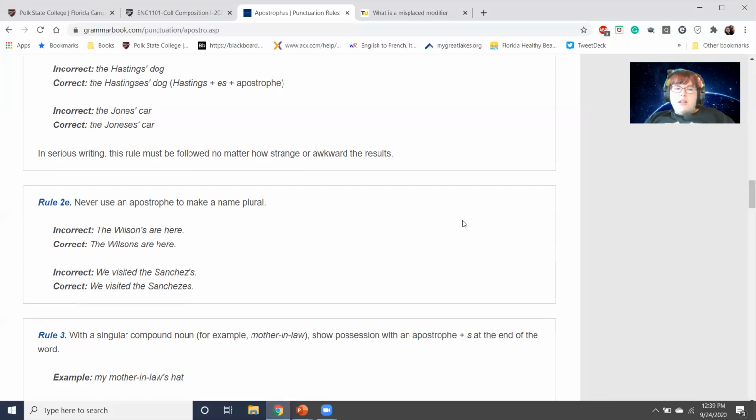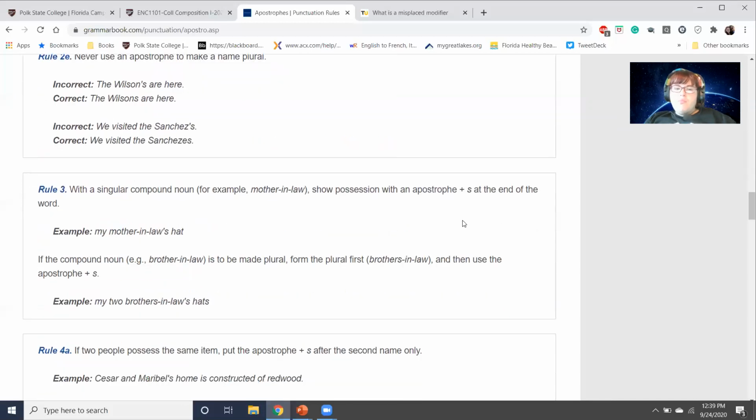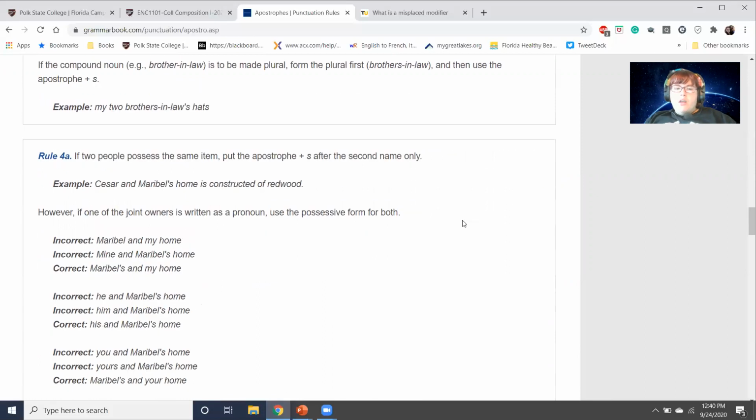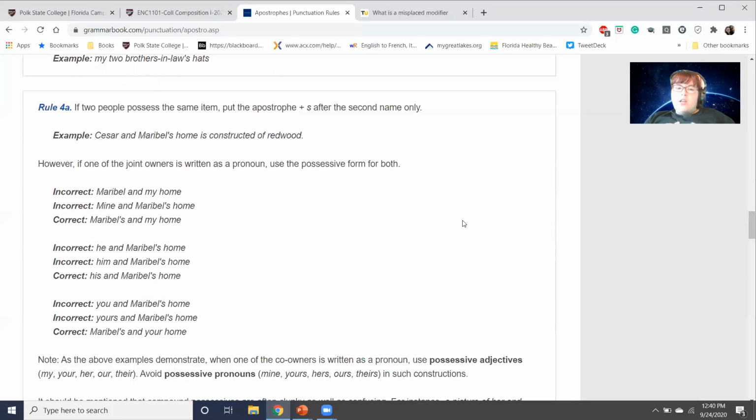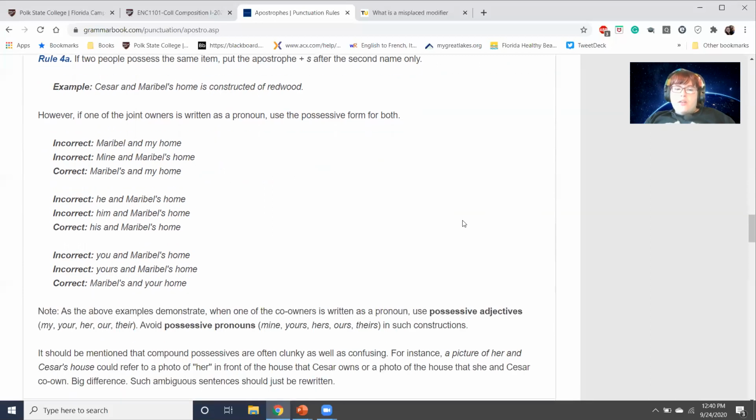The same thing with the Wilsons are here. We don't want to use that apostrophe. If we have a compound noun, we put the apostrophe at the end of the word. So my mother-in-law's hat instead of my mother's-in-law hat. And if two people possess the same item, we put the apostrophe and S after the second name only. So Maribel's and my home. His and Maribel's home. Maribel's and your home.